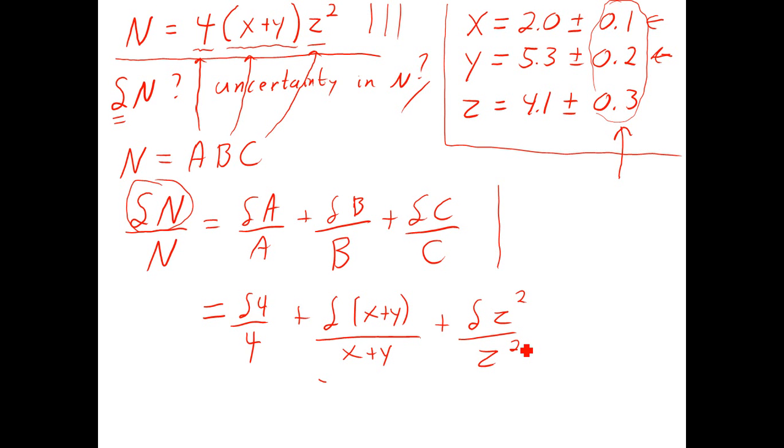Now, if you look up here, we have x, y, and z and uncertainty in those values, and down here we have x's and y's and z's, but they're squared and they're added together. So what do we do with that stuff? Well, let me write it on a new page.